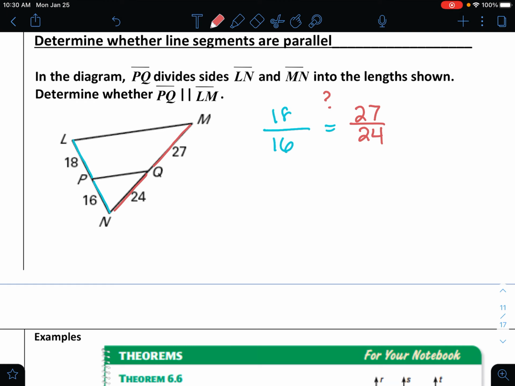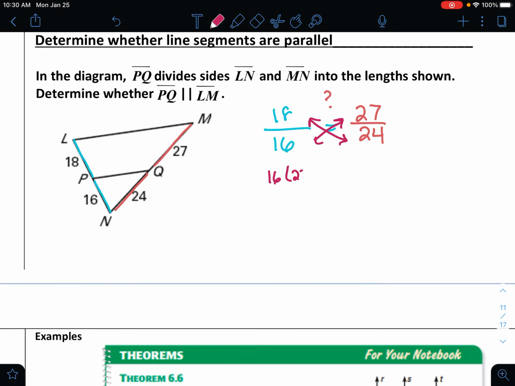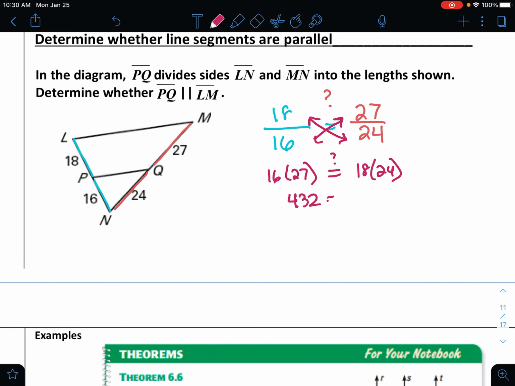So I could reduce these fractions down, or another way to do it is I can really just cross multiply. If I get the same number on both sides, I'm good to go. Is 16 times 27 equal to 18 times 24? 16 times 27 is 432. 18 times 24 is 432. So that means, yes, they are parallel.